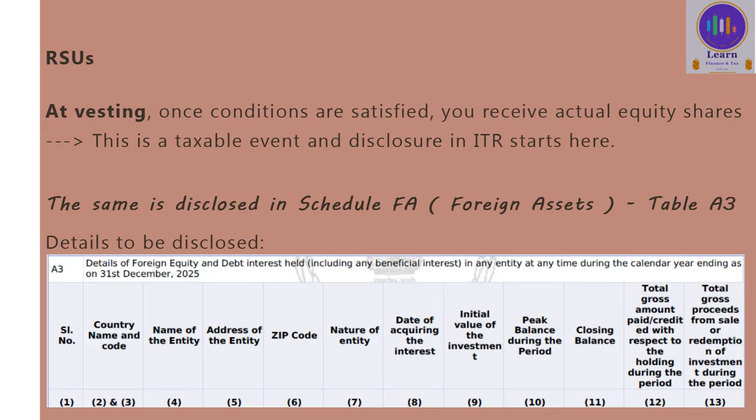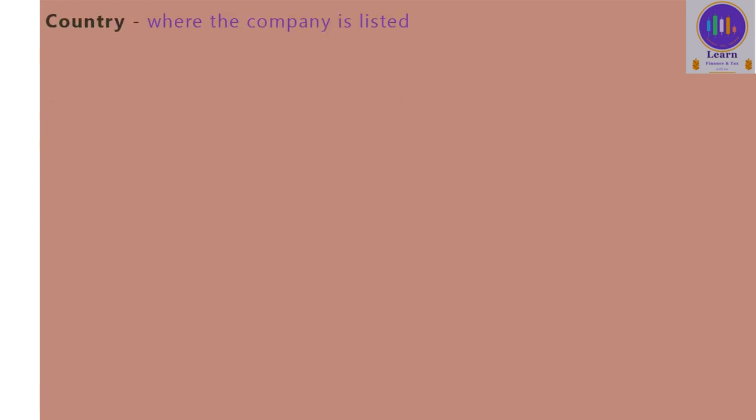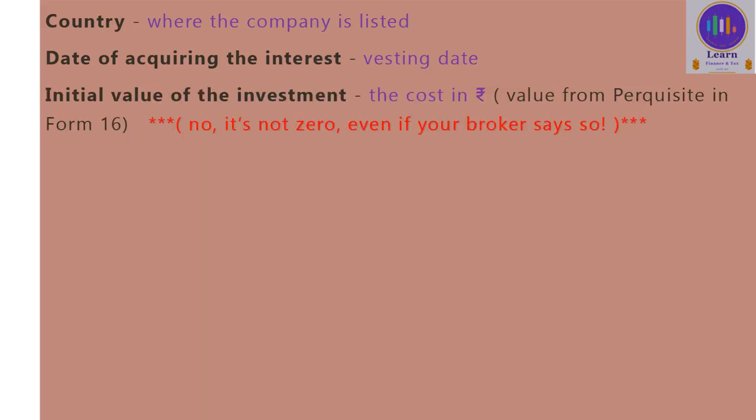In this, we'll enter the country, the name of the company, their address, and then the other details. Date of acquiring the interest is the vesting date. Initial value of the investment is the perquisite amount provided by your employer. That is the fair market value. Note that it should be entered in INR. If your broker says 0, no, it is not. It is the cost, that is the fair market value of the share.